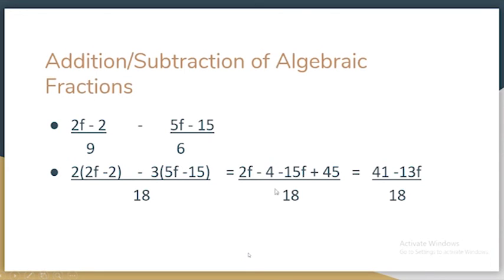Expanding, we have 2 times 2f, 4f. And 2 times negative 2 will give us negative 4. Please note this should be negative 4, should be 4f. Negative 3 times 5 is negative 15f. Negative 3 times negative 15 is positive 45.